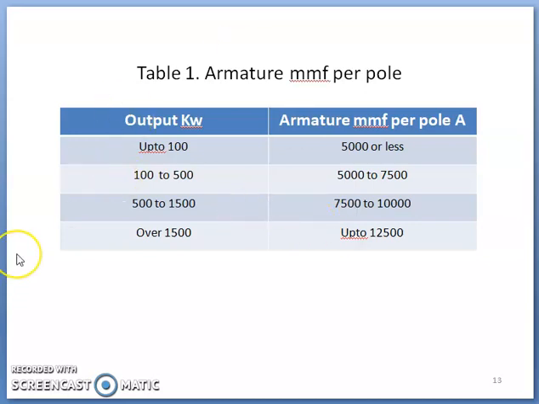So after calculating main dimensions as well as fixing number of poles, we have to cross check these design constraints, then only finally we decide main dimensions as well as number of poles.